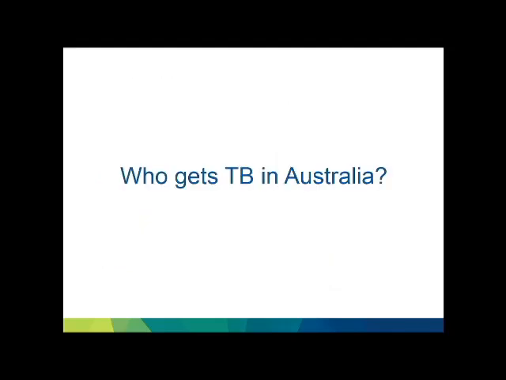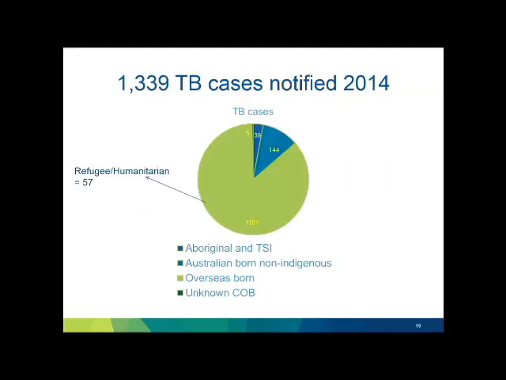So who gets TB in Australia? Almost 90% of TB is in our migrant population. So our last published national report was the 2014 report, where we had 1,339 TB cases. As I say, almost 90% of that cohort were born overseas, and of those 1,100 or so overseas-born people, 57 were categorised as being either on a refugee or humanitarian visa.